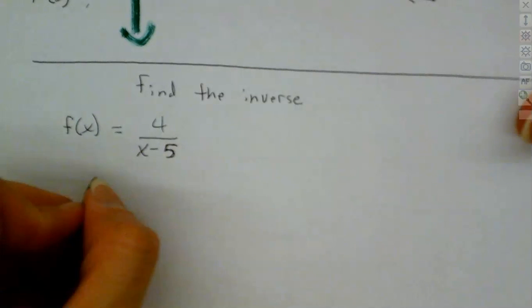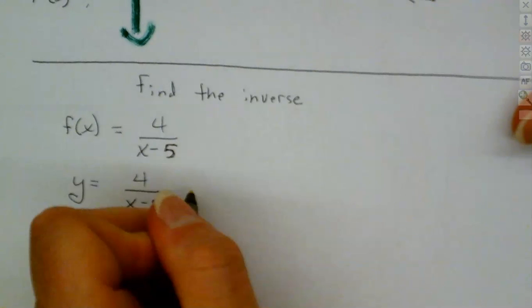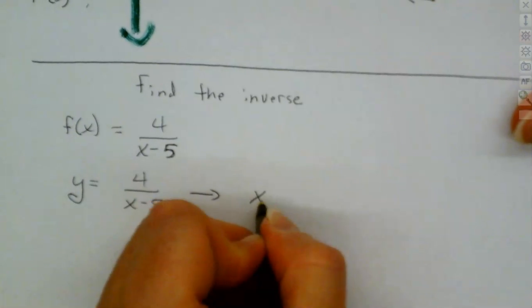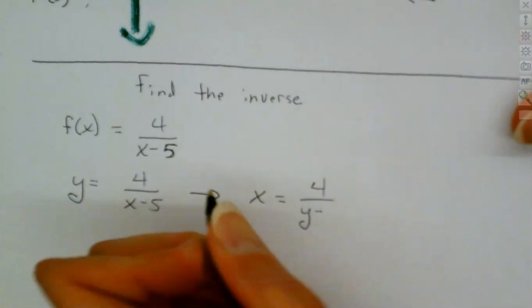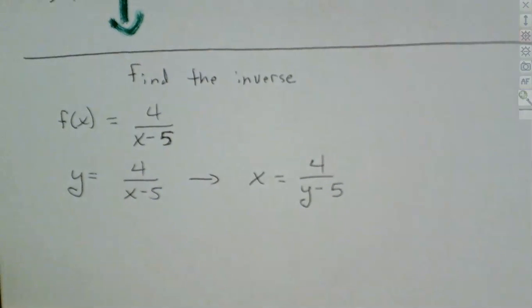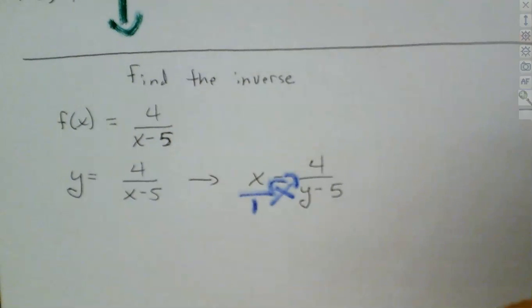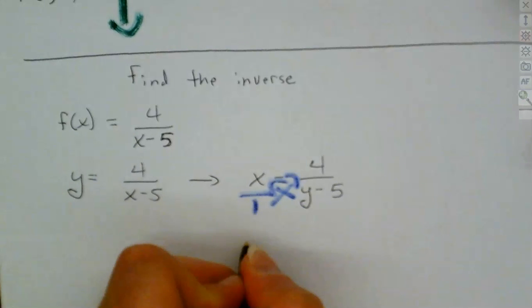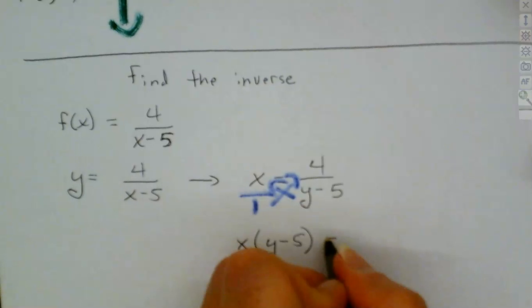So what do we do? Replace f of x with y. Next, we switch them out, so x becomes y, and y becomes x. Now what do we need to do? Well, we need to clear out our fraction, and the easiest way to do that is going to be cross multiply. So we'll go ahead now and cross multiply. That's going to give you x times y minus 5 equals 4.